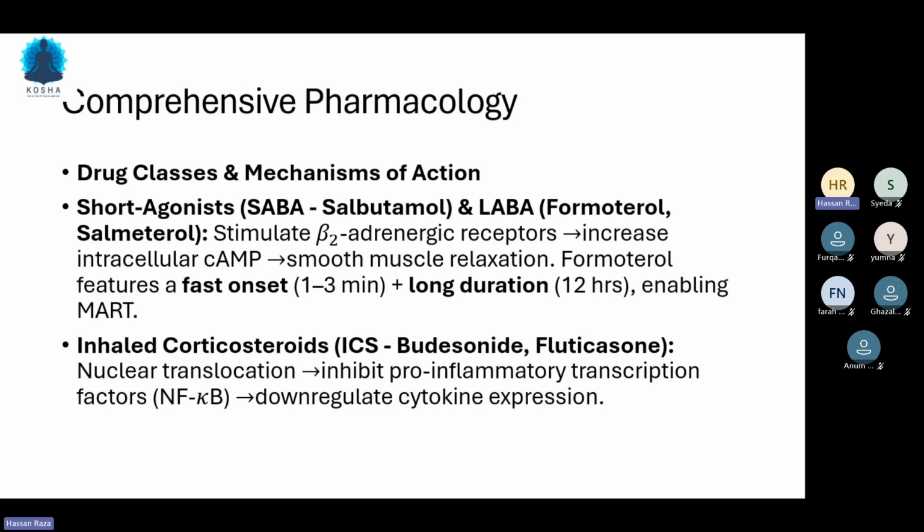Formoterol is highly recommended because it has rapid onset of action.